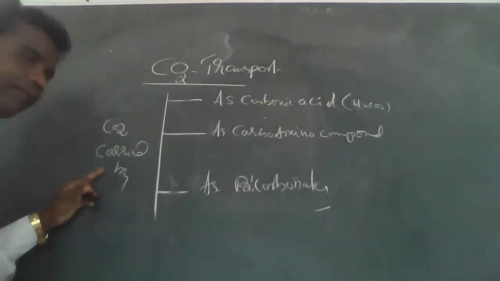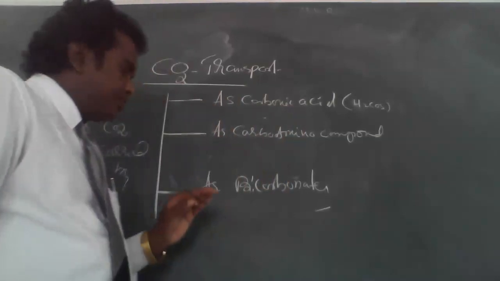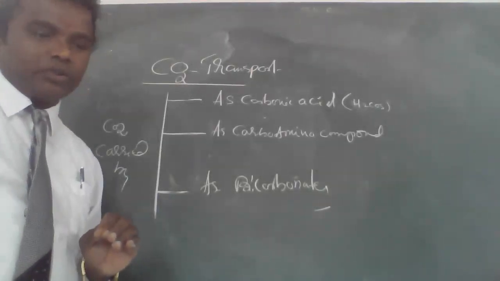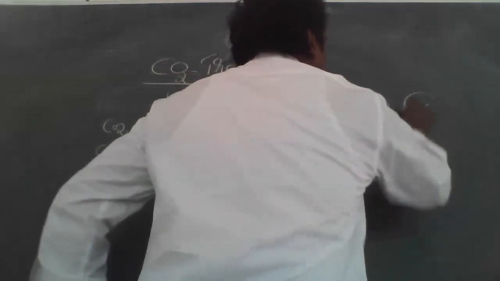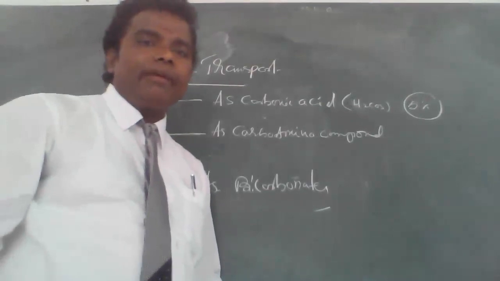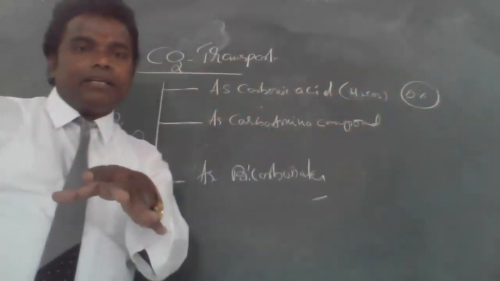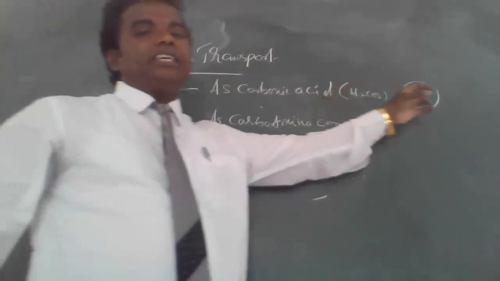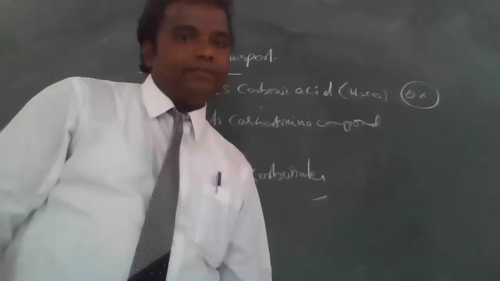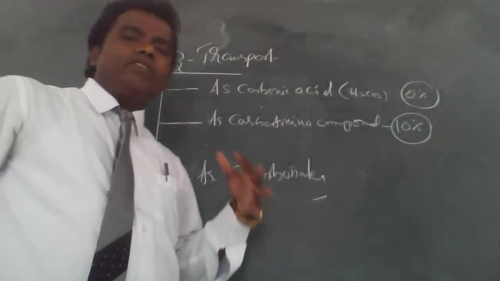So the CO2 is carried as carbonic acid, as carbamino compounds, and as bicarbonates. Very important thing here. Remember one thing, as carbonic acid, how much percentage of carbon dioxide is transported? That is 5% of carbon dioxide carried as carbonic acid. Right? Now, next, as carbamino compounds, how much percentage? 10% of carbon dioxide is carried.